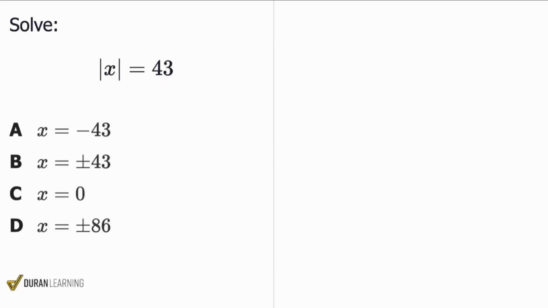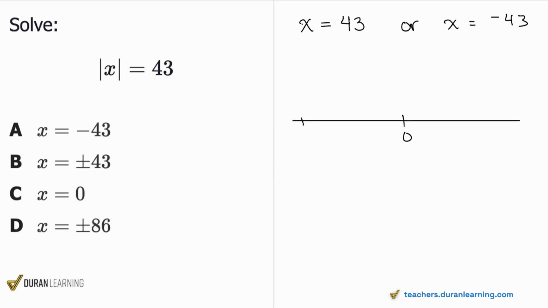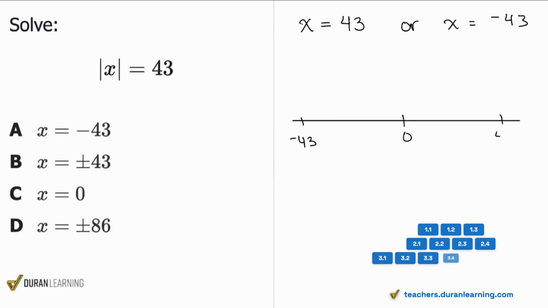Hear me out again. We are talking about distance. When you're talking distance, you could be going the negative direction or positive direction, but we're just going to take the raw number for distance. So here's what this means. This means that x could be equal to 43, or x could be equal to negative 43. Both of these scenarios end up working out because when you take a look at a little number line over here, and we have 0, let's say we have negative 43 over here and 43 over there.